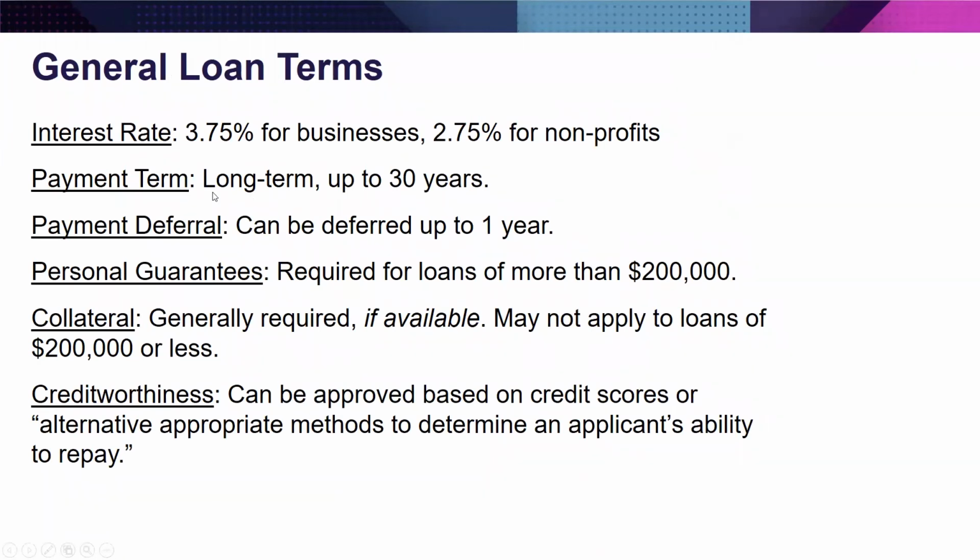So this is a known quantity. We already know the interest rate, 3.75% for businesses, 2.75% for nonprofits. Payments are on a case-by-case basis, but can be up to 30 years. They're typically deemed longer-term loans, unlike the PPP. The deferral is in place now, and personal guarantees are not required for loans of $200,000 or less.